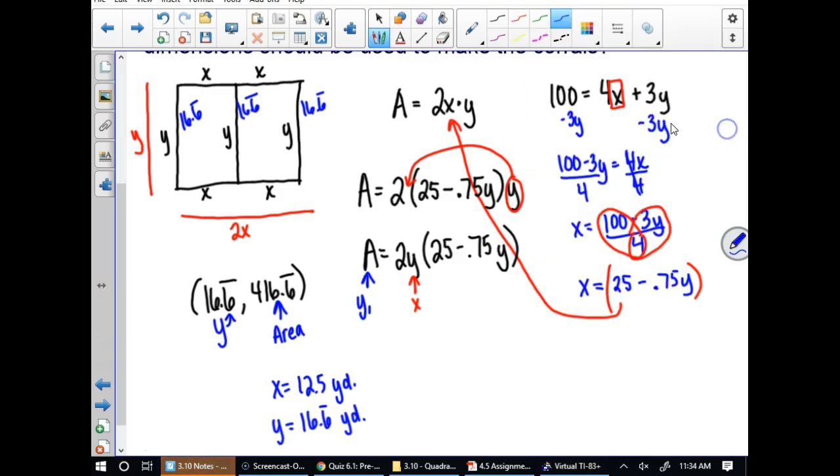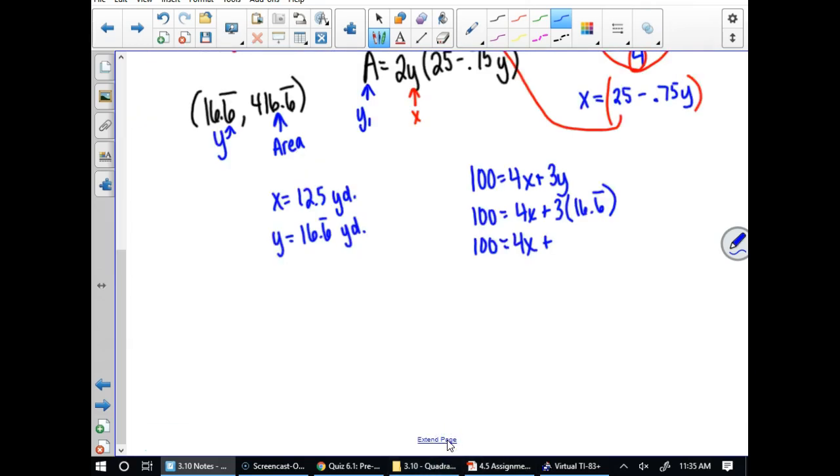The other way to find that, let's say that you're not really following that, you can use the equation you had, 100 equals 4x plus 3y. We just found that the y was 16.6 repeating. So if you multiply 3 times 16.6 repeating and you use lots of 6's, you're going to get 50 for that. You would subtract the 50 from both sides. So 50 equals 4x, and then you'll divide by 4. So you get 12.5 for your x.